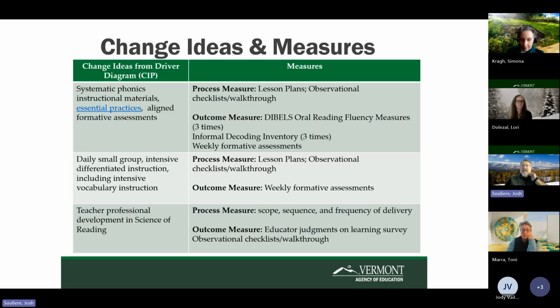And here's a slide that shows the side-by-side view of the specific change idea examples, which are the first column, with examples of the related measures, which is the second column. For example, in the second row, you'll see daily small group intensive differentiated instruction as the change idea. The process measures they have here would be lesson plans, observational checklists and walkthroughs, and the outcome measures are weekly formative assessments.